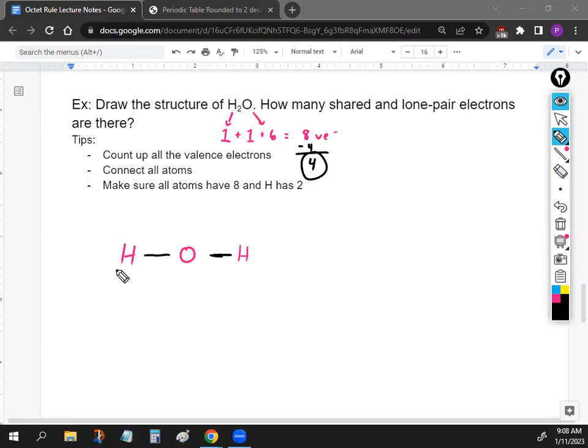Okay, so if we take a look at H, is H happy? Is it completely full in the valence shell? Yes, because it has 1 line, it's 2 electrons. This one's also happy because it has 1 line.